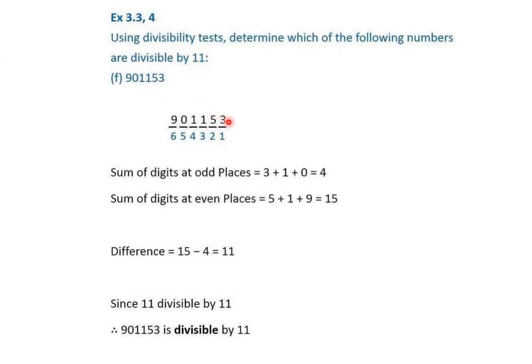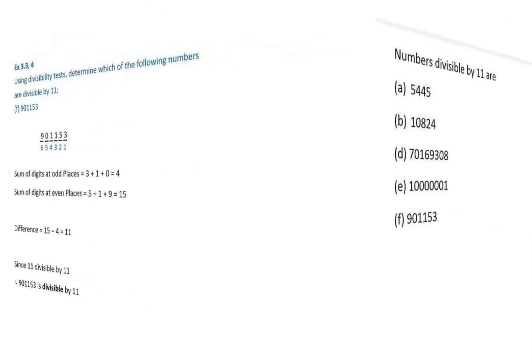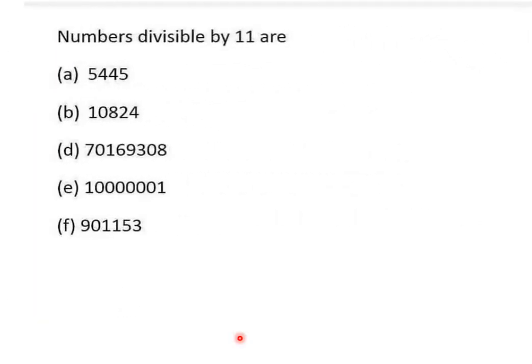The next number is 901153. Odd places digits added 3, 1, 0. Answer 4. Even places digits added 5, 1, 9. Answer got 15. And when 15 minus 4 was done, the answer received is 11. We can say that 11 is divisible by 11. So the given number is divisible by 11. So the numbers which we received as easily divisible by 11 were these numbers A, B, D, E and F.